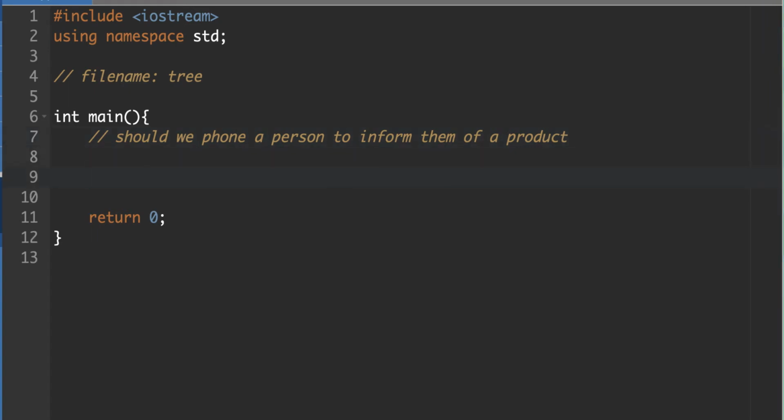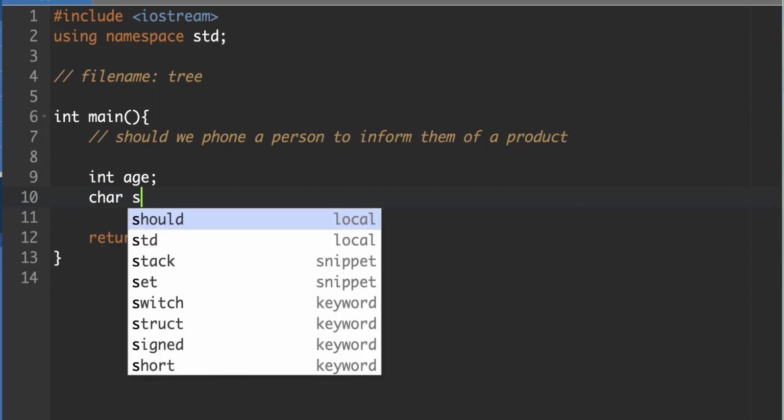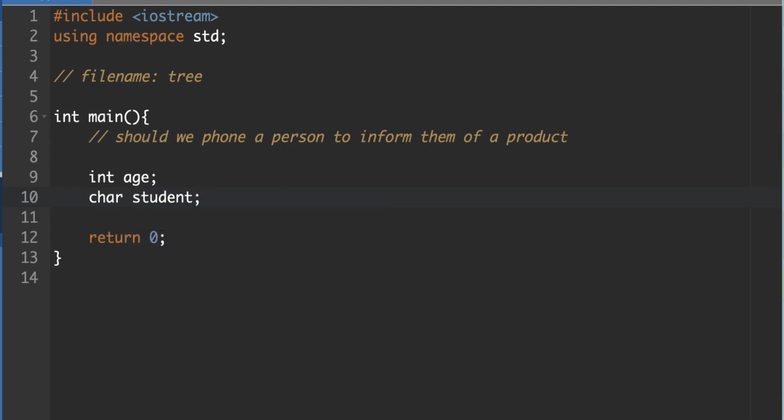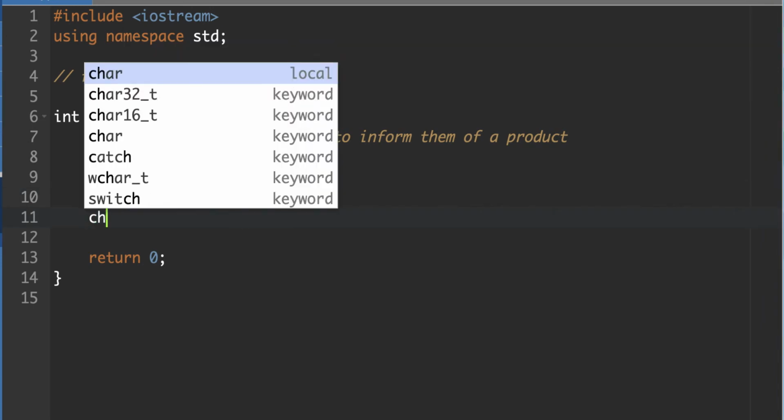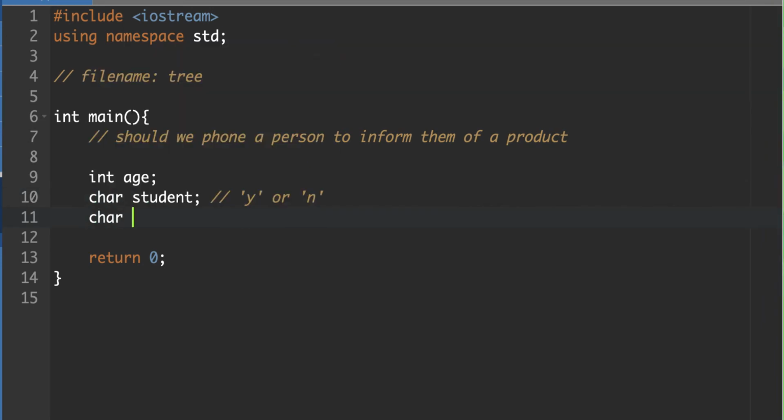The first one is the age of the user, or whoever we're trying to determine if we should contact or not. We are going to get a char for whether they are a student or not, so this one will be yes or no. Then we're also going to have a char for their credit rating.